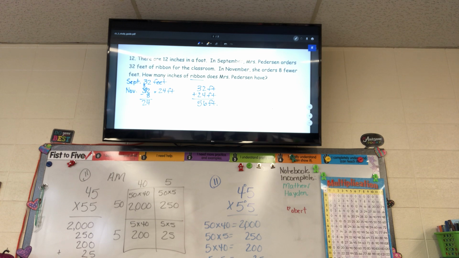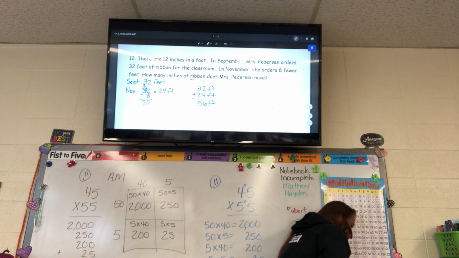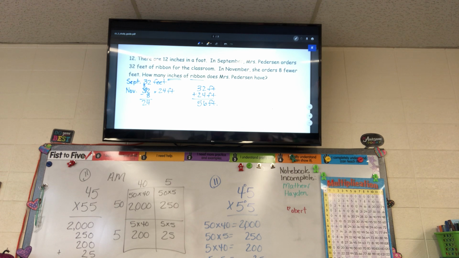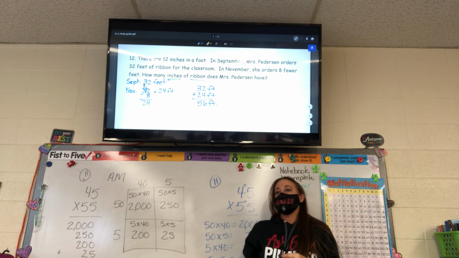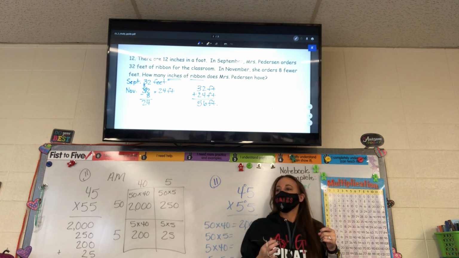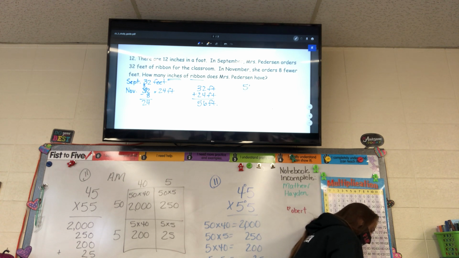But remember, it wants the amount in inches. So at the beginning of the problem, it says that there are 12 inches in a foot. So 1 foot is 12 inches. 2 foot has 12 inches. 3 foot has 12 inches. So all the way to 56. So what I have to do here is multiply what times what? 56 times 12. 56 feet times 12 inches per foot.